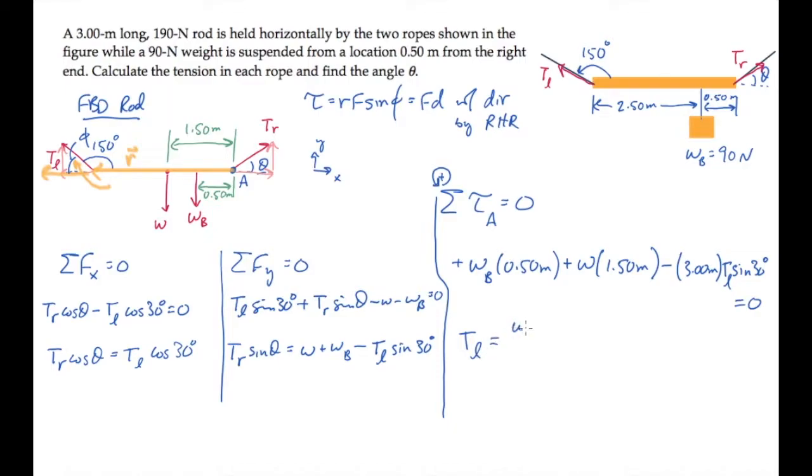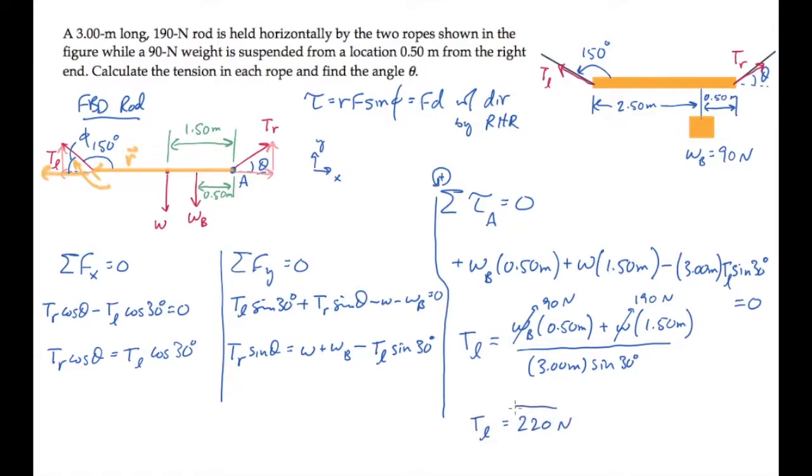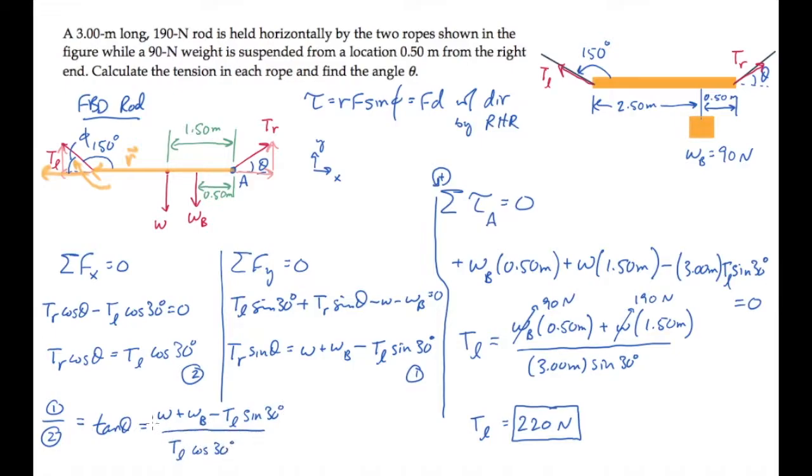Now we can solve for the tension in the left rope. It equals this expression. Substituting the weight of the box and the weight of the rod itself and calculating shows us the tension there is 220 newtons. Now that we know this tension, we can go back to our sum of force equations and solve for the two other unknowns, TR and theta. Let's call this equation 1 and this equation 2. Notice if we divide those, the tension from the right-hand rope cancels from both sides and we get tangent of theta equals this expression. Now we can substitute all the known values and calculate and take the inverse tangent to find that theta equals 41.7 degrees.